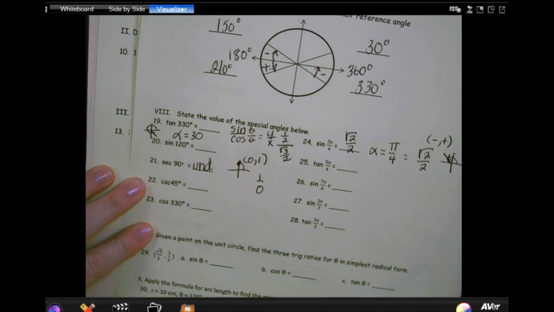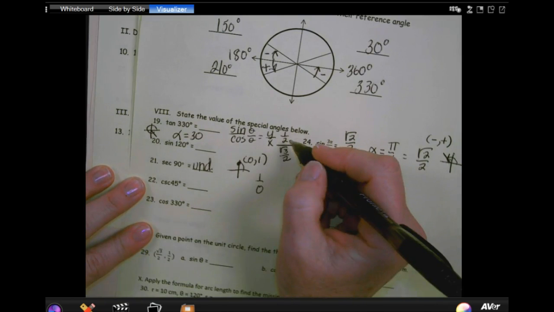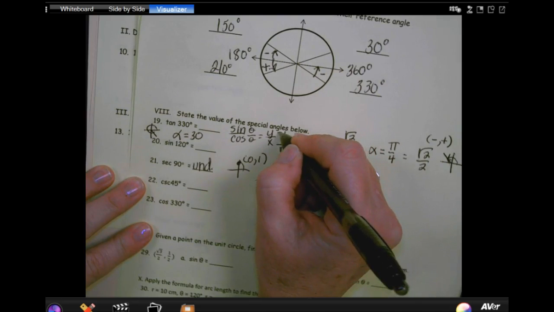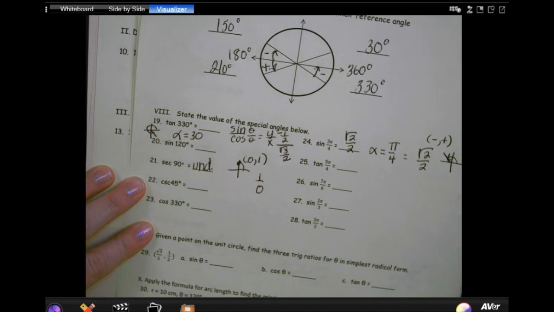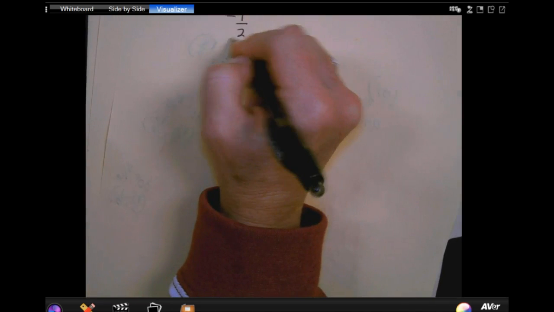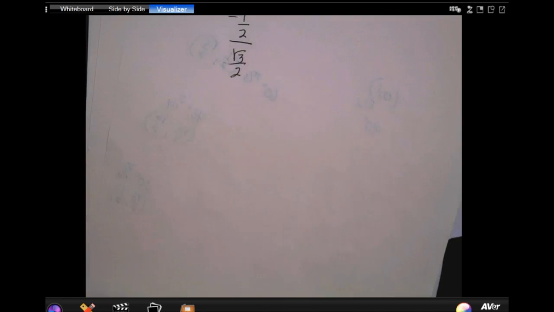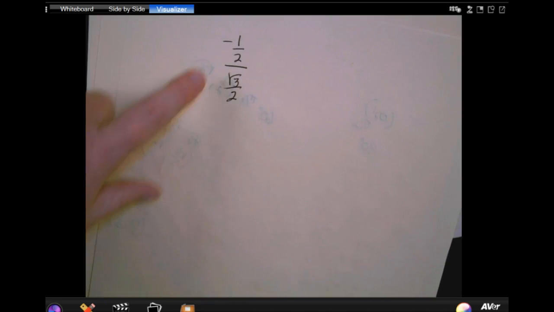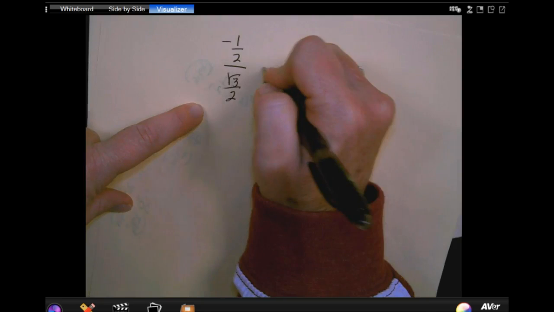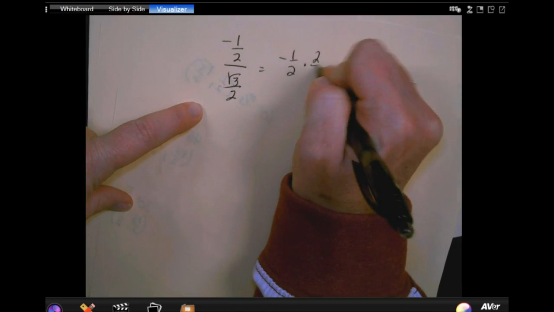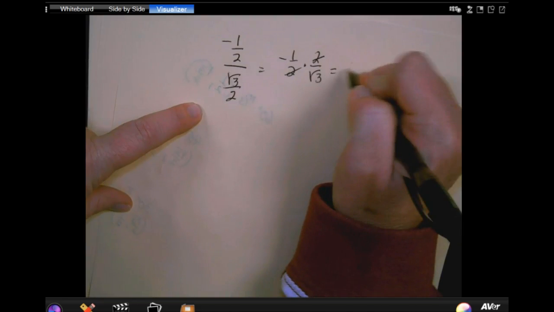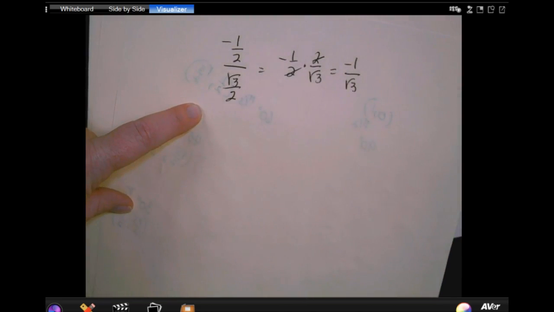In the fourth quadrant, is the x positive? Is the y positive? The y is negative. So this is what I have written. I have negative 1/2 over the square root of 3 over 2. So what am I going to do? The top or the bottom? Bottom. So I get a negative 1/2 times 2 over the square root of 3. My 2's cancel. I have negative 1 over the square root of 3.